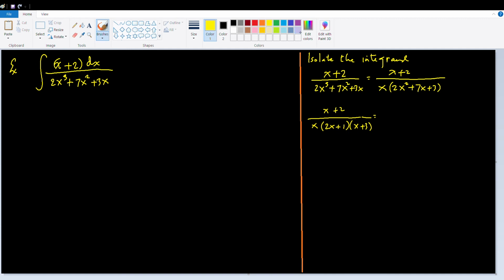Okay. So we see that there are 3 linear factors involved. Hence, there will be 3 partial fractions. x is a linear factor, so it deserves 1 partial fraction. And then 2x plus 1 is another. And still another is x plus 3. So we have to solve for the values of a, b, and c. Just like what we did earlier, we combine these 3 with the same denominator.